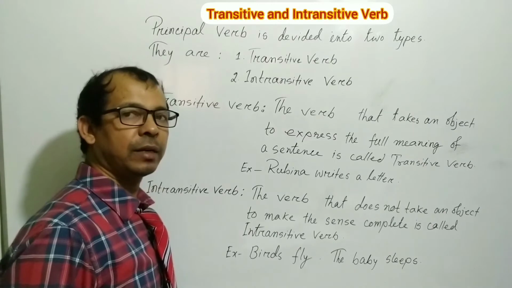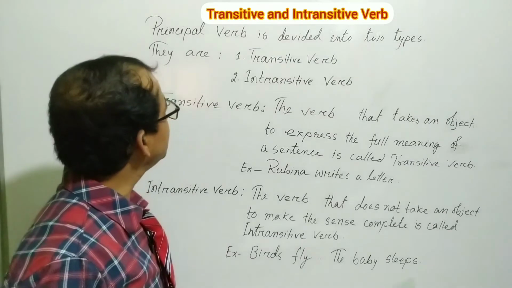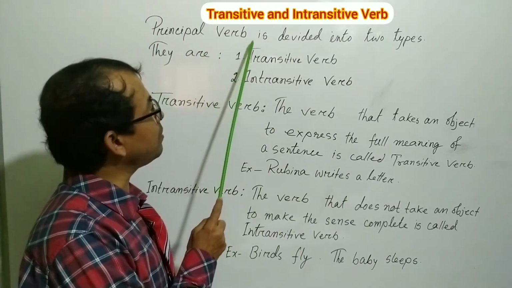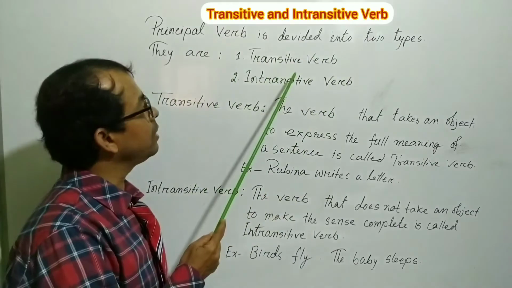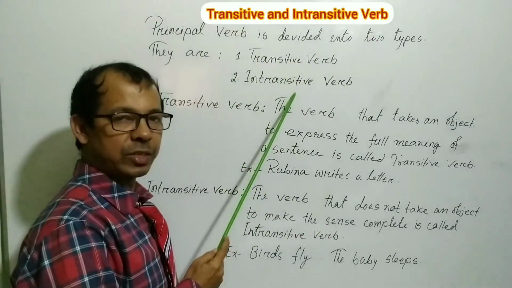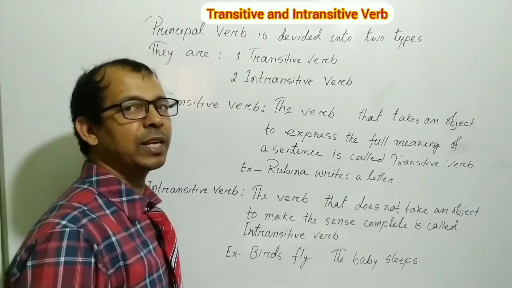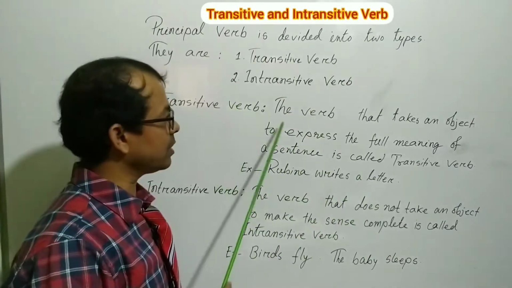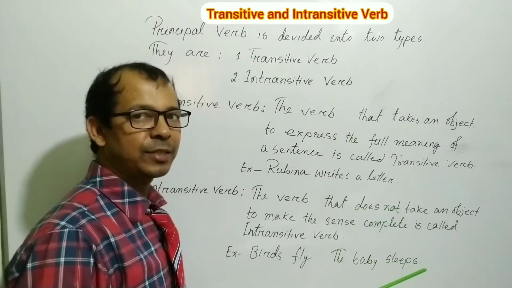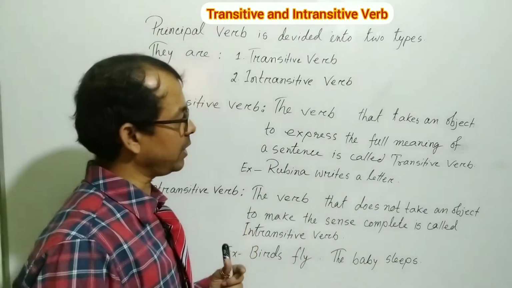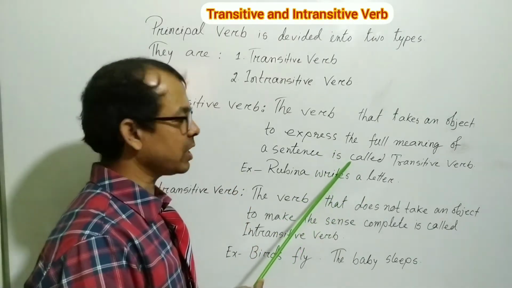My dear student, now we learn different kinds of principal verb. So here you can see, principal verb is divided into two types, and they are transitive verb and intransitive verb. So at first we'll know what is transitive verb. So here you can see, the verb that takes an object to make the sense complete or to express the full meaning of a sentence is called transitive verb.